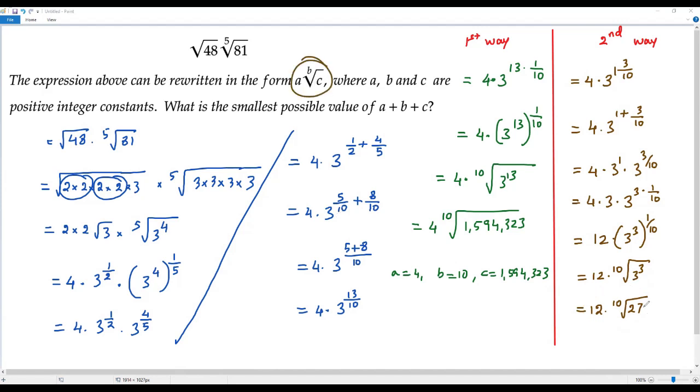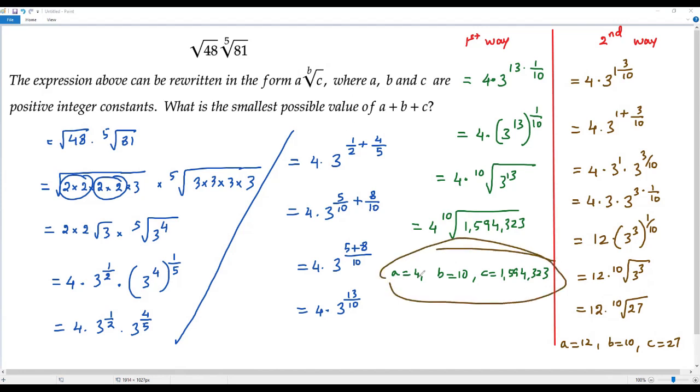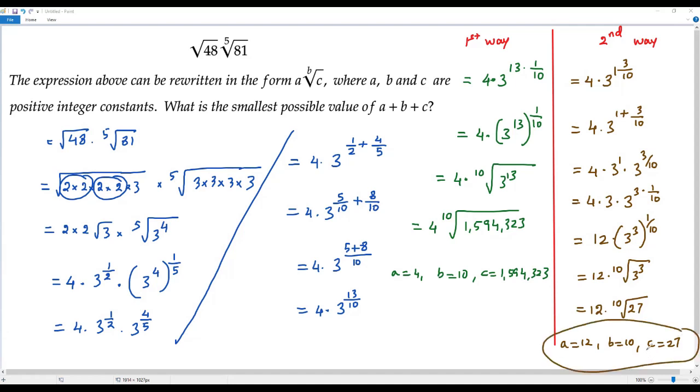Let's compare this one and this one. When I compare them, at the place of a we have 12, at the place of b we have 10, at the place of c we have 27. That is a equals 12, b equals 10, c equals 27. Here we got two sets of values for the constants a, b and c. Here we have the first set of values, and here we have the second set of values.